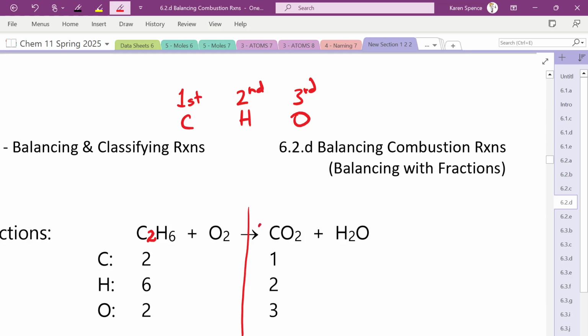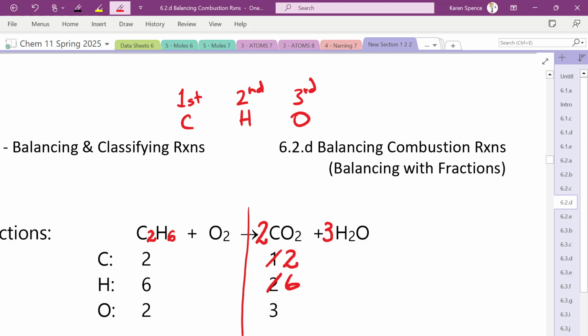We have 2 carbons, so let's put a 2 in front of the CO2. That changes our carbon to 2. I could change my oxygens, but I'm going to be mucking about with the hydrogens as well, so I might as well wait to change my oxygens until I've messed about with the water. Does that make sense? Okay. So I have 6 hydrogen on the left. If we put a 3 in front of water, that also gives us 6 hydrogen on the right.